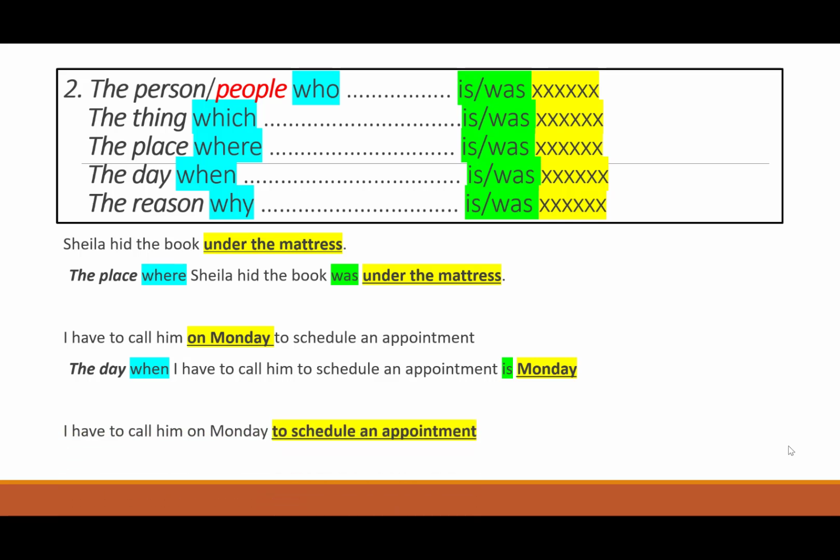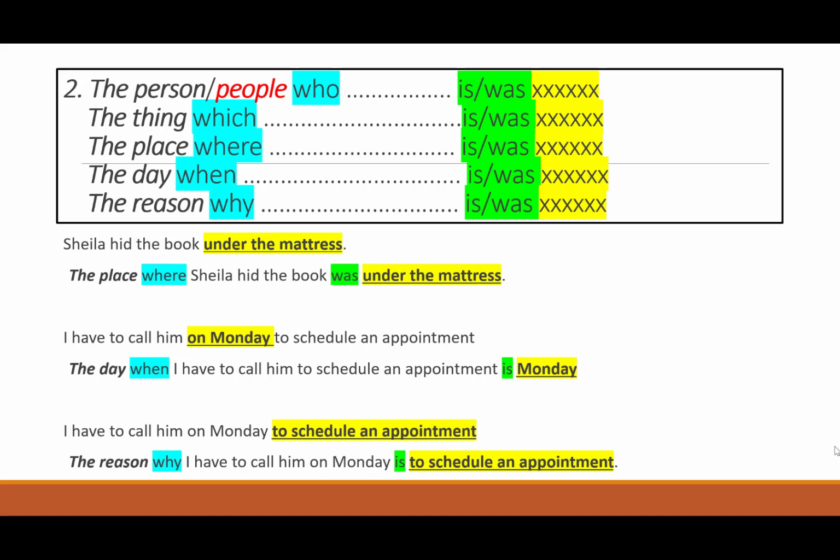Next, I have to call him on Monday to schedule an appointment. The one you would like to stress is to schedule an appointment. This is a reason, that's why the subject is the reason. The relative pronoun we have to use is why, the reason why. Copy the sentence, then you have to put be as the verb. This is present simple, you have to use is. Then you put the phrase you would like to stress. The result becomes, the reason why I have to call him on Monday is to schedule an appointment.